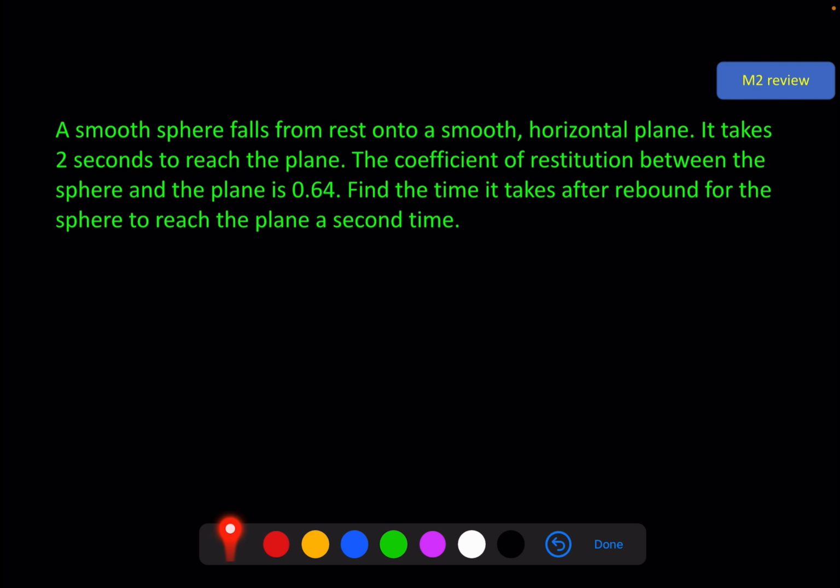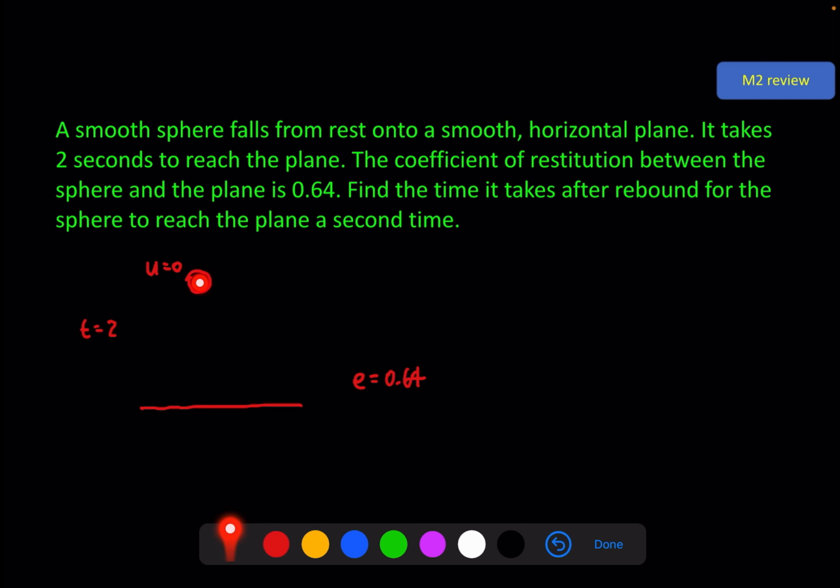Quick question on the screen to review our previous work. A smooth sphere falls from rest onto a smooth horizontal plane. It takes 2 seconds to reach the plane. So it's falling from rest. It takes 2 seconds to reach the plane. The coefficient of restitution between the sphere and the plane is 0.64. Find the time it takes after rebound for the sphere to reach the plane a second time.